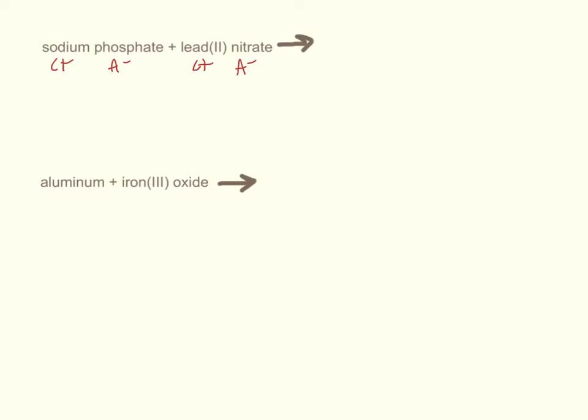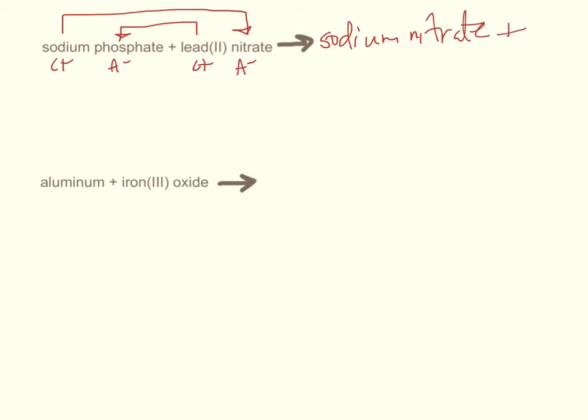So sodium is going to get with nitrate, because that's the cation of one with the anion of the other, and then lead's going to go with phosphate. So we've got sodium nitrate plus lead, and again, we're looking at lead-2, so I'm going to keep lead-2, and then phosphate. Now let's write this out in formula form.